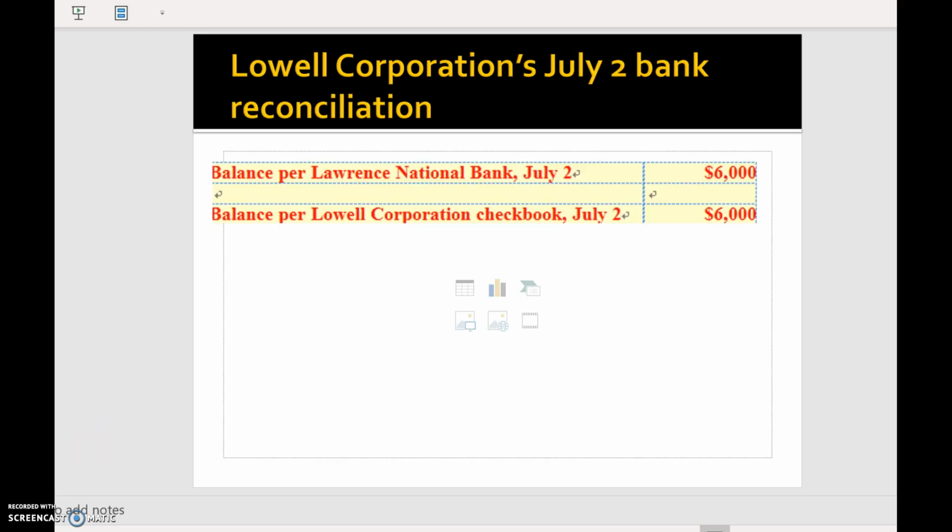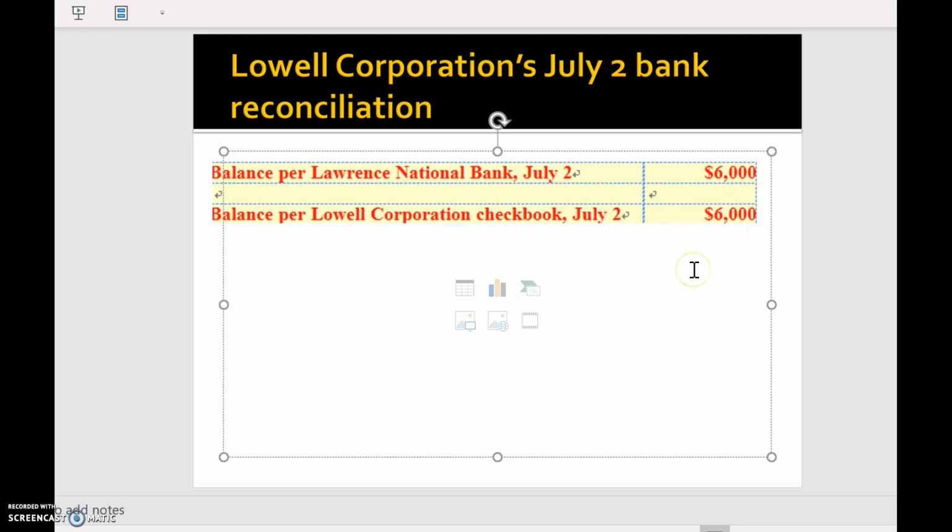So let's take a look at one very simple example. Let's assume Lowell Company has a bank account at the Lawrence National Bank. On July the 2nd, both the bank and Lowell show $6,000 of cash deposited by Lowell. Lowell shows on its checkbook that there are $6,000 of cash.